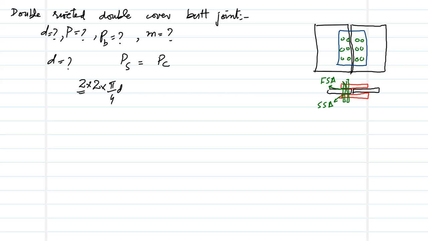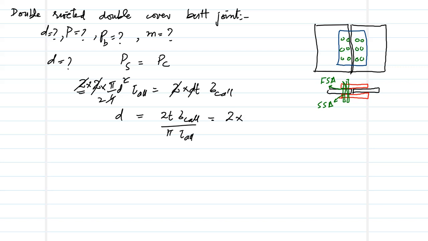Multiply by pi by 4 d square into tau allowable. Tau allowable equals 2 times, which is the number of rows, into d t times sigma c allowable. This 2 cancels with this 2. You end up with d equals, or you can cancel the square with the d on the right hand side, d equals 2t sigma c allowable divided by pi tau allowable. Clear? So 2 into 5.5 into sigma c allowable, which is 250, divided by pi into 112.5. You end up with a value of 7. So 7 mm is the diameter of the rivet in the case of the butt joint.